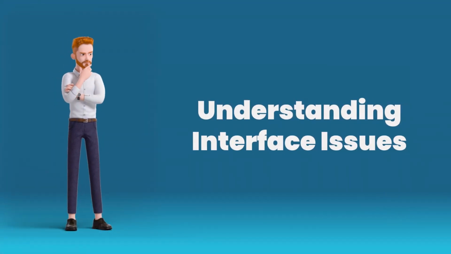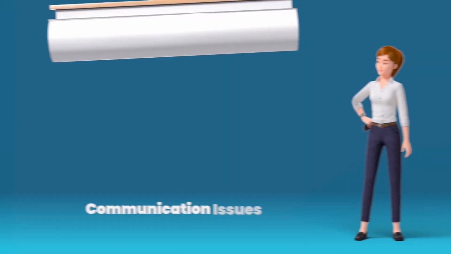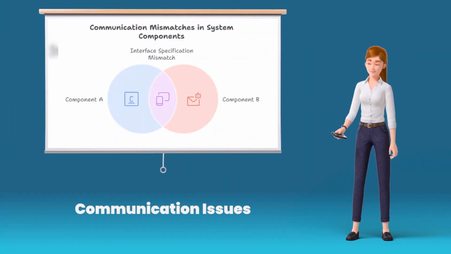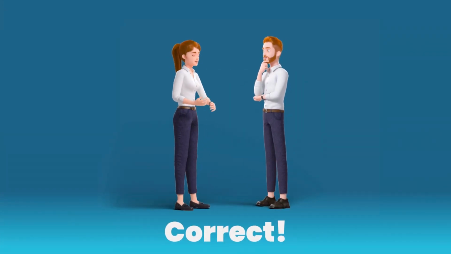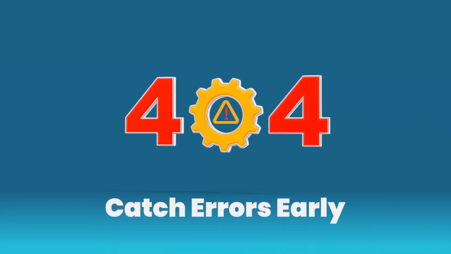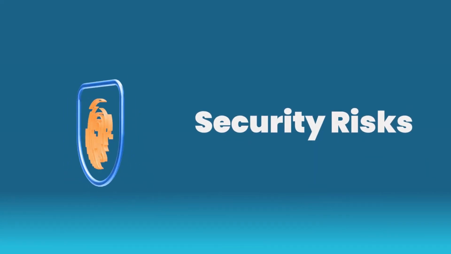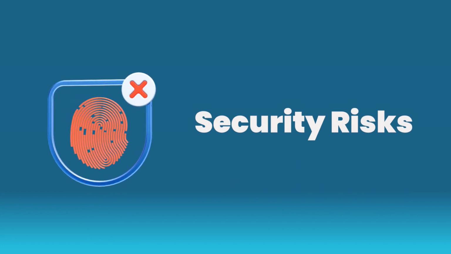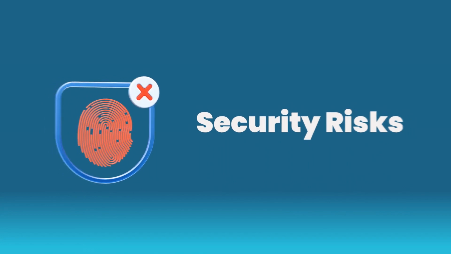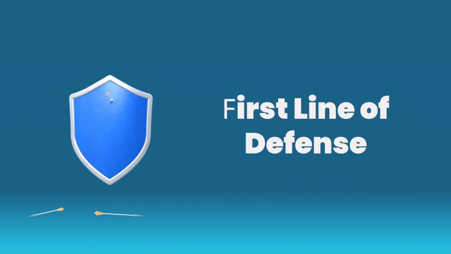Oh, I see. If two components need to communicate, but one expects 3 parameters and the other only sends 2, that's an issue, right? Yep. And that kind of mismatch is easier to catch with static analysis tools than by waiting for a runtime error. Security vulnerabilities, like buffer overflows. So static analysis can also help spot security risks? Exactly. It's a great first line of defense against security issues.